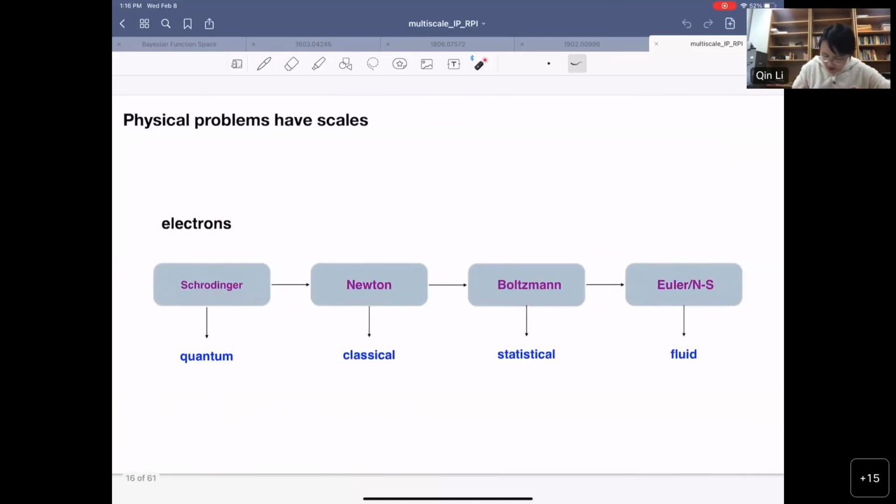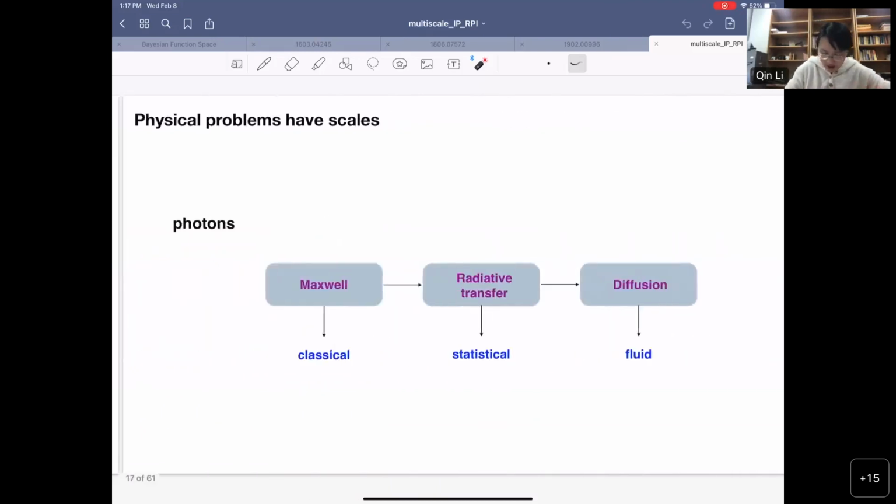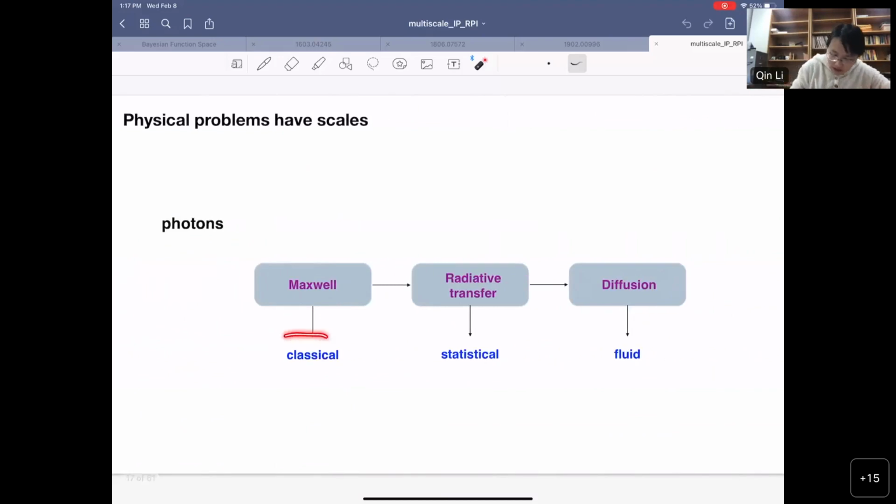However, this happens to pretty much all kinds of particles. For electrons, at the quantum regime, we have Schrodinger. At the classical regime, we have Newton. At the statistical regime, we have Boltzmann, etc. And for photons, for light propagation, the story is the same. In the classical regime, you have the Maxwell equation for the electromagnetic wave equation. And at the statistical level, you have the radiative transfer equation.